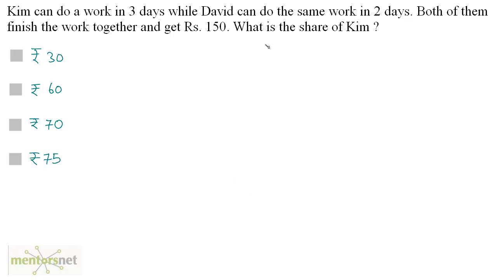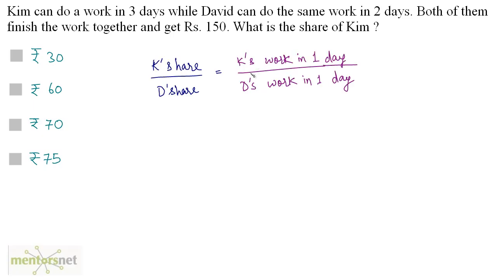Okay, so to find out the share of Kim, we first need the ratio of the share of Kim and the share of David. And that will be equal to the ratio of work done by Kim in 1 day and work done by David in 1 day.